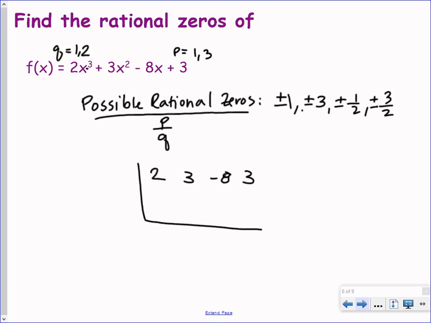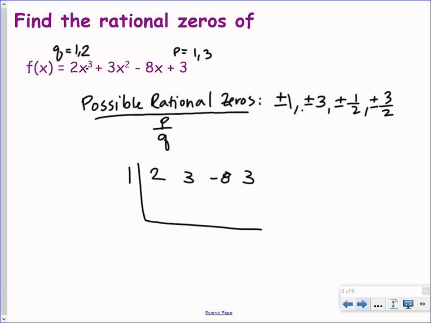Okay, now you can check in any order that you want. I am an orderly person. I always go in order. I check positive 1, then negative 1. I check positive 3, then negative 3. Positive 1/2, then negative 1/2. That way I know what I checked. I know there are students out there that like to just randomly choose, like a game of roulette, and see what they find.